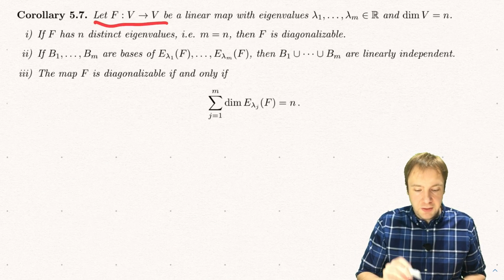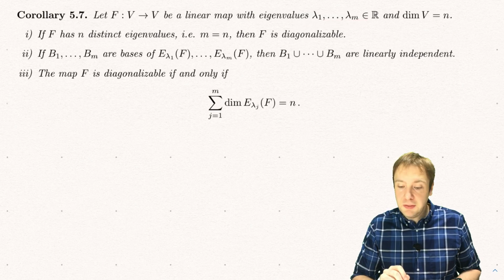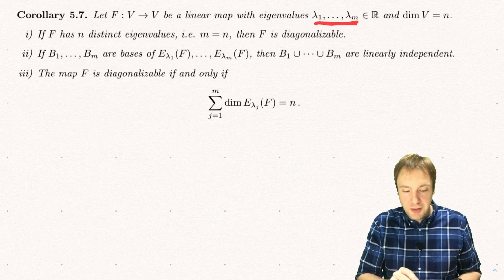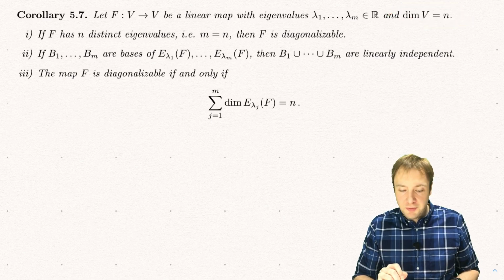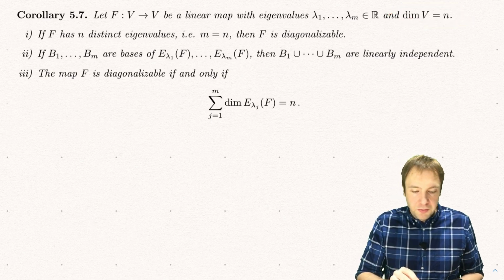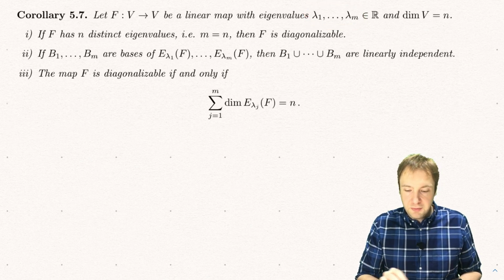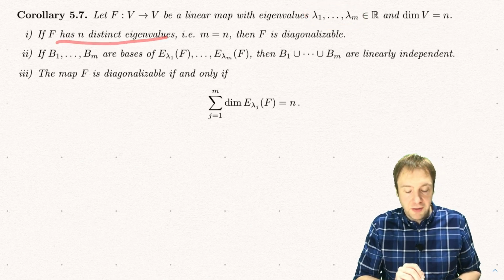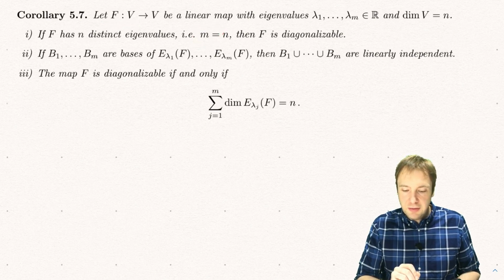So let F be a linear map, and I have m eigenvalues of this linear map. So these are the different eigenvalues of this linear map F. And I consider now the case where I have an n-dimensional vector space. So if I have n different eigenvalues of this linear map F, in other words m equals n, then this F is diagonalizable.